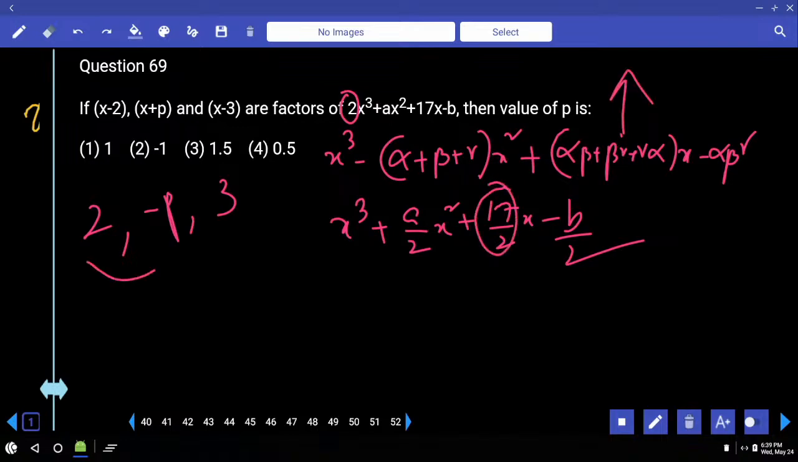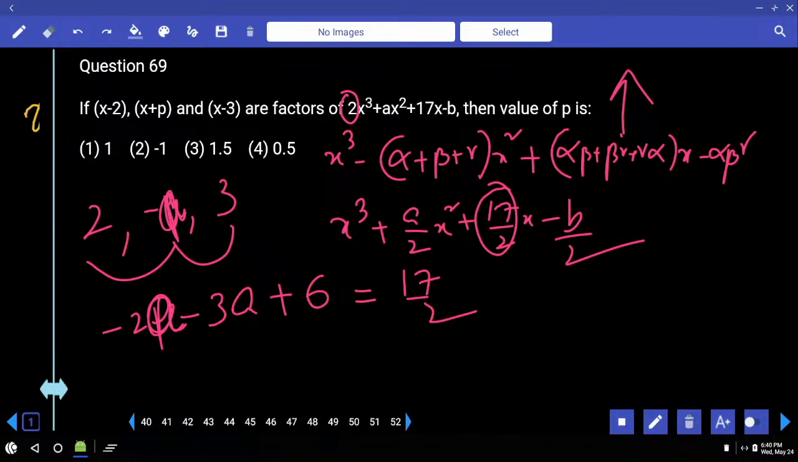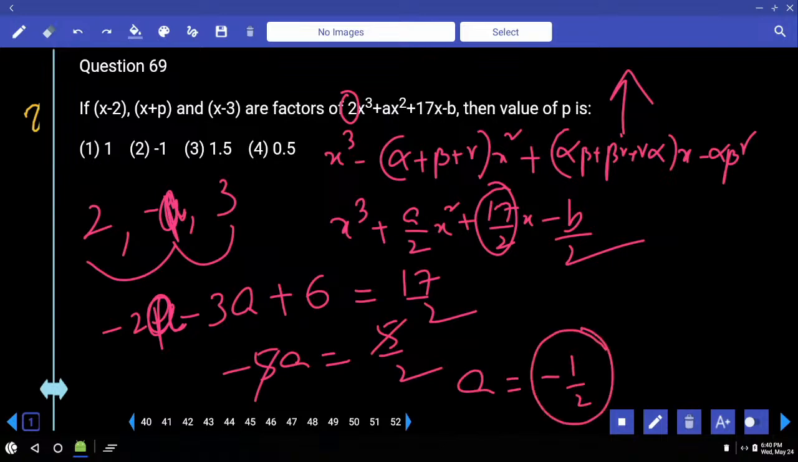17 by 2. So alpha beta is minus 2p, beta gamma is minus. In place of p, I am considering a. I will explain you why I am taking a in place of p. Okay, that is minus 2a minus 3a plus 6 equal to 17 by 2. That is minus 5a is equal to 5 by 2, where a is equal to minus 1 by 2, isn't it? If a is minus 1 by 2, the factor will be x plus 1 by 2. Then what is p?